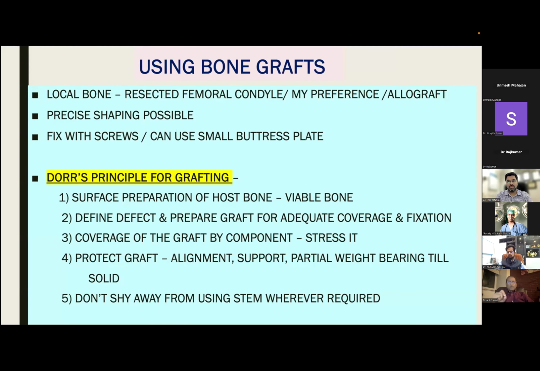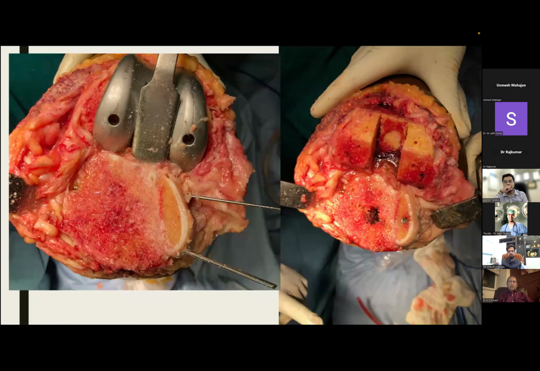Again, Dawes principle for grafting, will not go into detail, but the local bone resected femoral condyle can work as a good adequate bone graft and works very well in primary knees, not in revision. Shaping is possible and it can be fixed with a screw, and even a small buttress plate can be applied to hold it there. Like this, we have used it, but normally it is required in the primary graft.